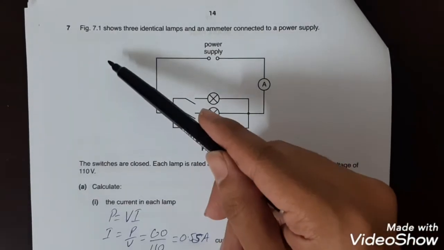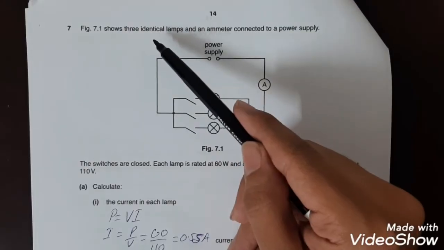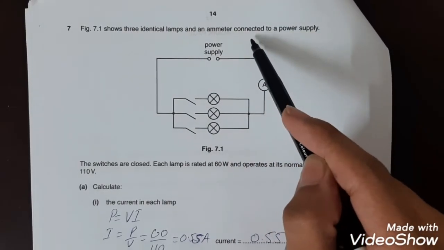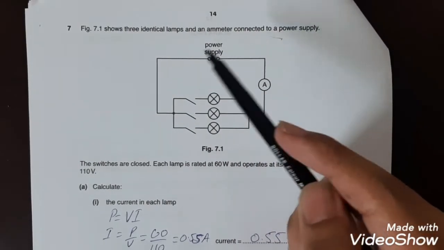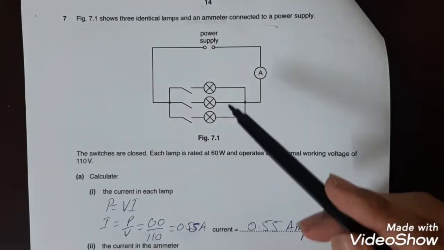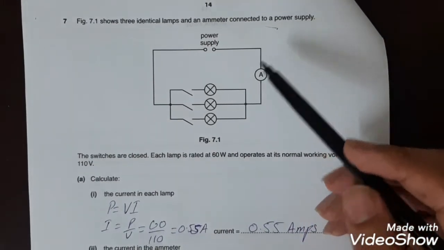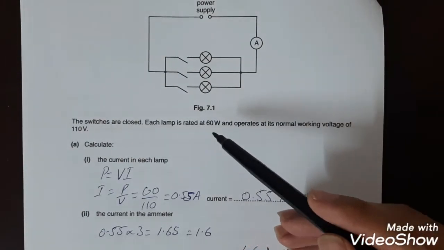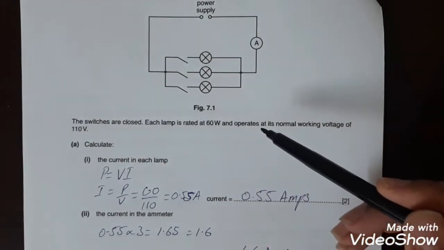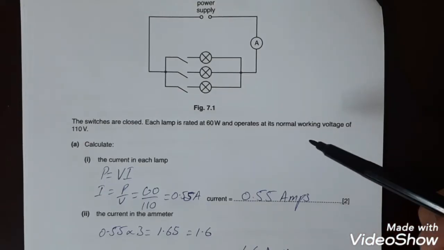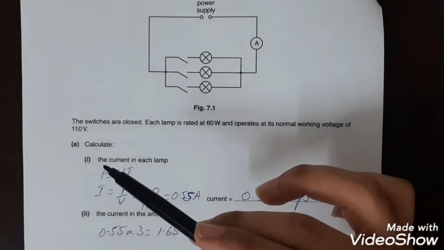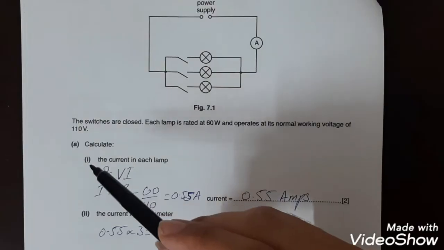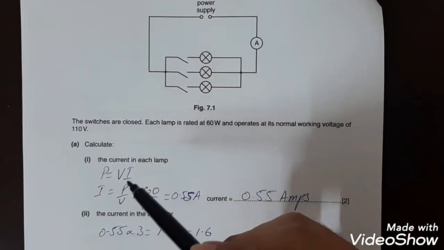Question 7 states figure 7.1 shows three identical lamps and an ammeter connected to a power supply. So this is the power supply, and the lamps are connected to the power supply. Then the switches are closed. Each lamp is rated at 60 watts and operates at the normal working voltage of 110 volts. Part A states calculate the current in each lamp.